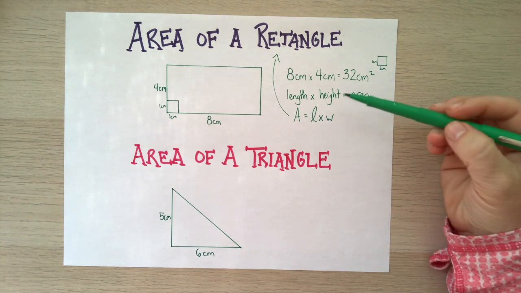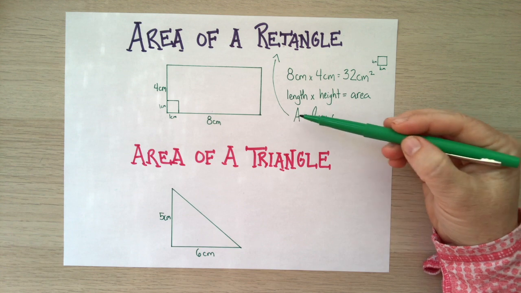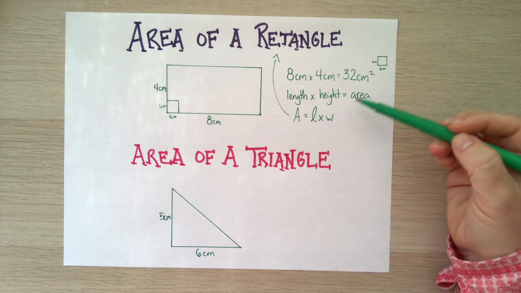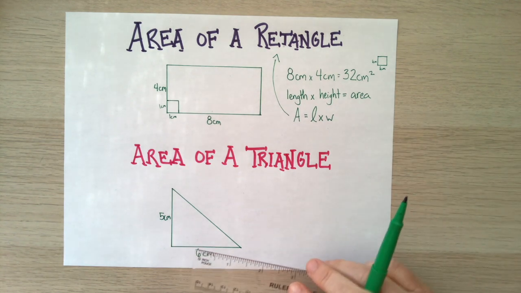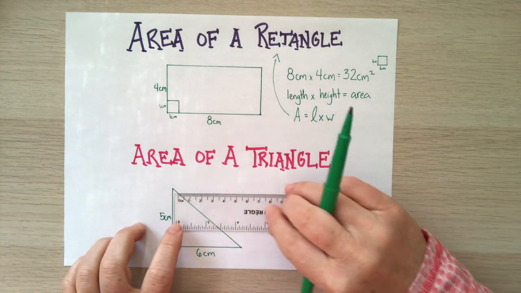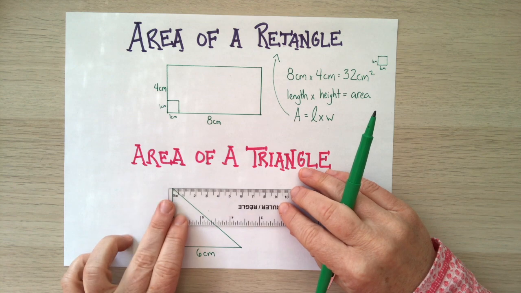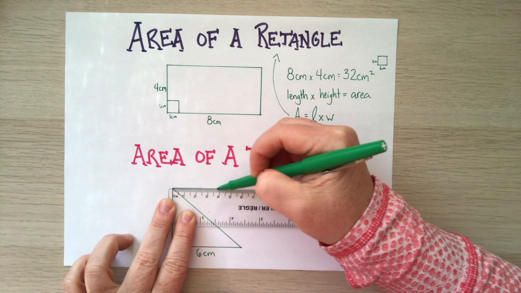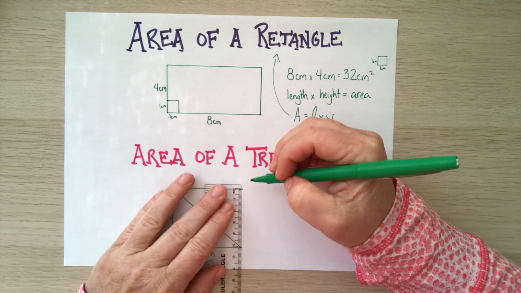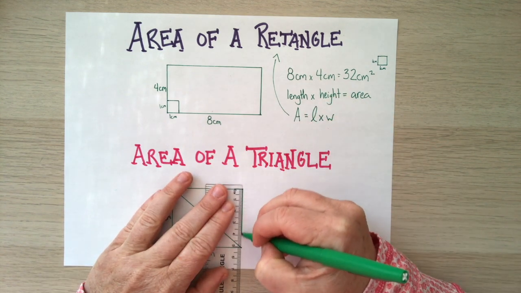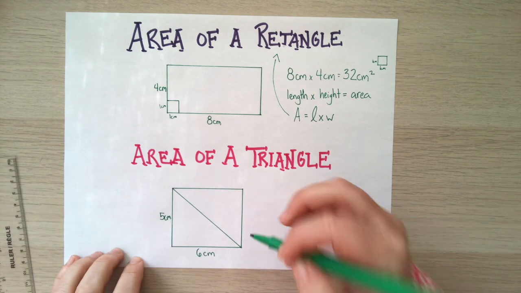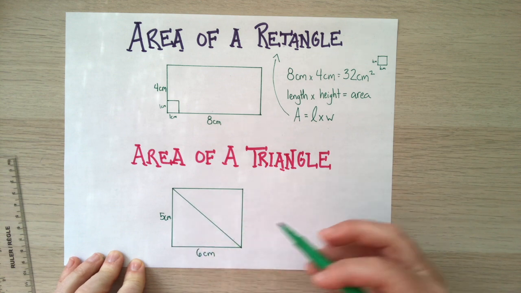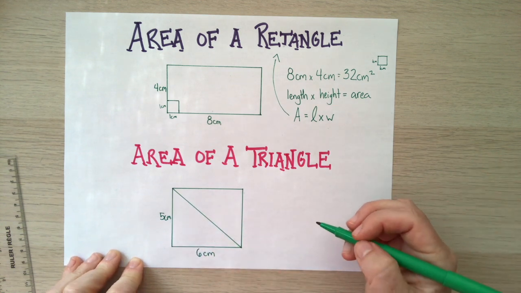So if we use this information here, if we know that for a rectangle, area equals length times width, in order to figure out area, what we can do is actually make this into a rectangle. Now, this triangle here is half of this rectangle. That's a little hint for you.